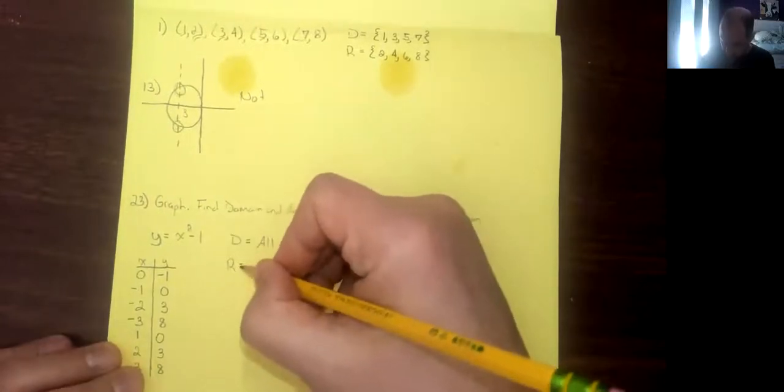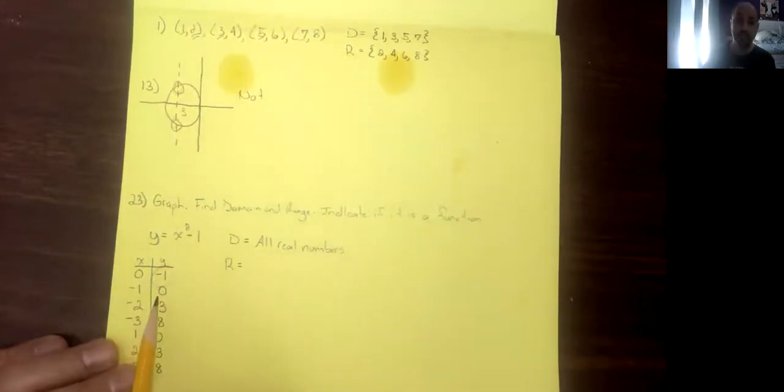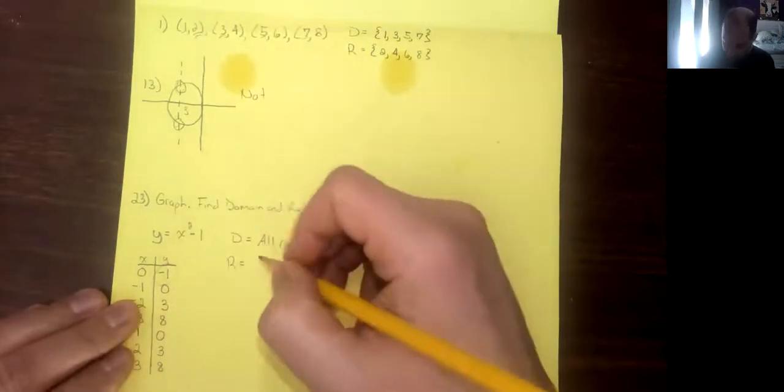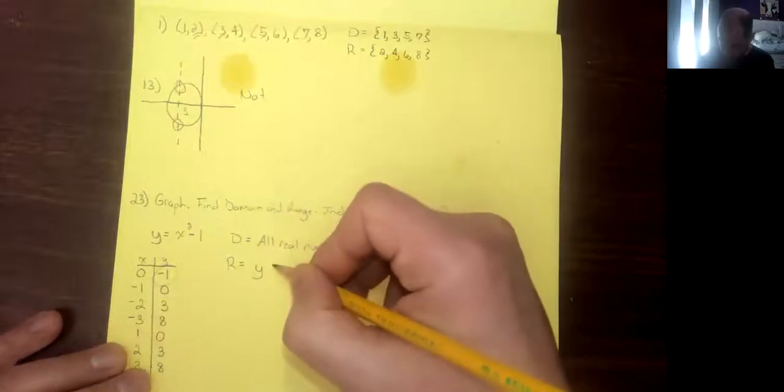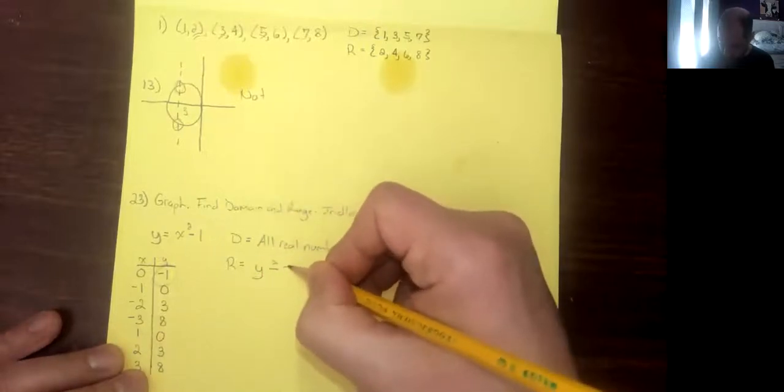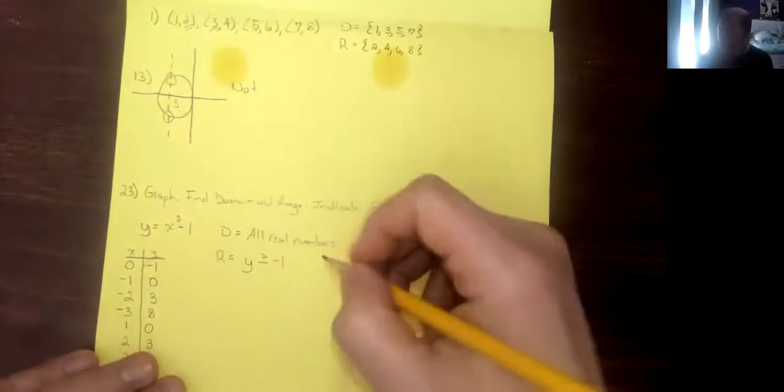and my range, I just look at this and I can see what happens. I have 2 zeros, then I go up to 3, and then I go up to 8. I'm getting bigger after 0. The lowest I can go, the only way I get a negative is a 0 x value. Every other x value gives me 0 or a positive value. So the only negative is -1. That means, and I'll just write it like this first, y is greater than or equal to -1.